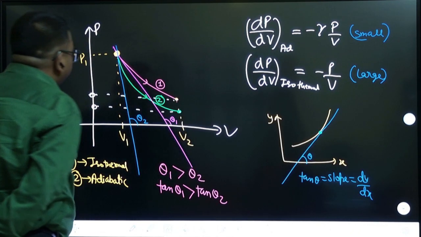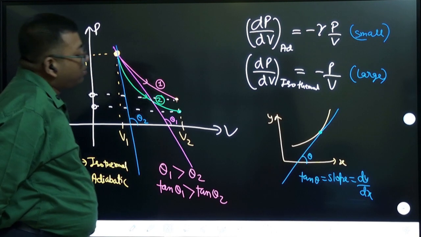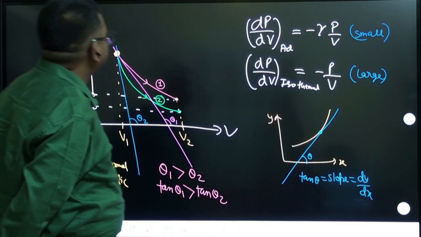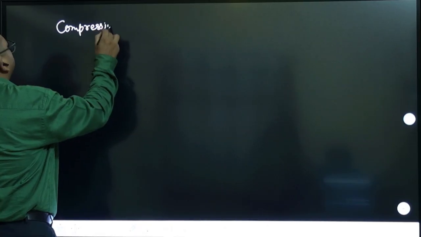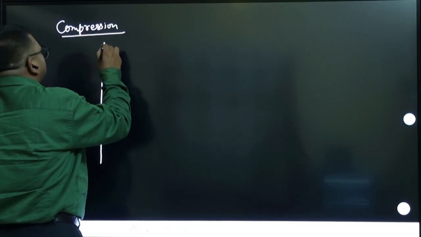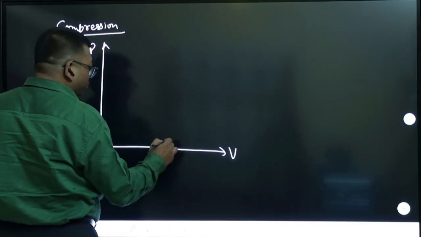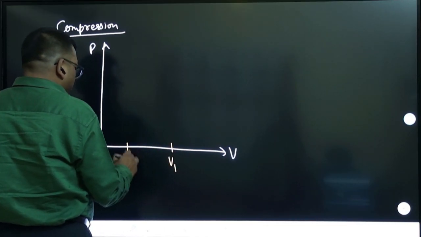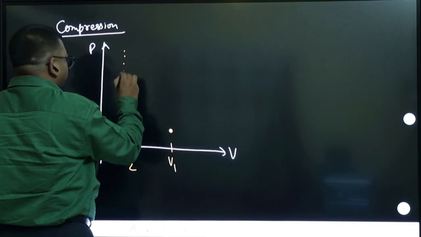Now, this was an example of expansion. Now take the example of compression. Let us go for the compression example. Compression means we are going from higher volume to lower volume. So in this pressure volume graph I will go from higher to lower. This will be V1, which will be larger, and V2 will be smaller. Take this point here and draw a vertical line here.